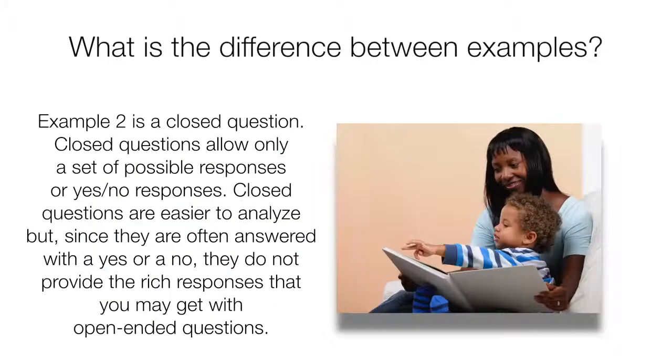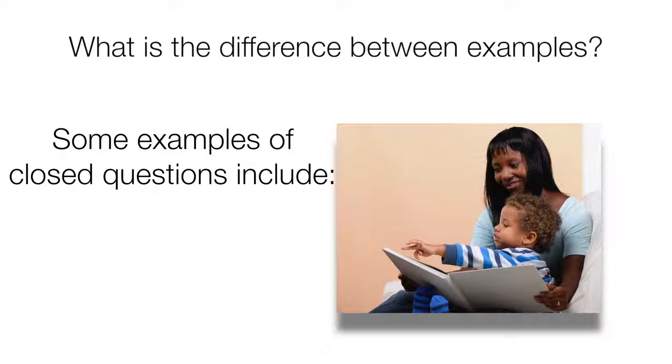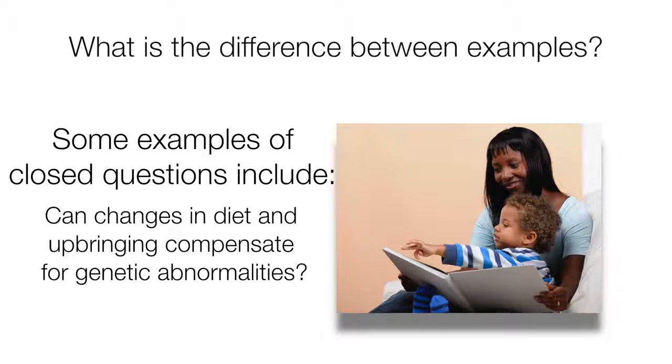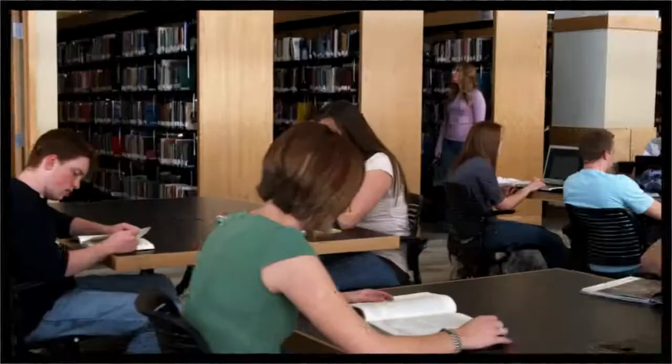Example 2 is a closed question. Closed questions allow only a set of possible responses or yes or no responses. Closed questions are easier to analyze, but since they are often answered with a yes or no, they do not provide the rich responses that you may get with open-ended questions. Some examples of closed questions include, can changes in diet and upbringing compensate for genetic abnormalities?